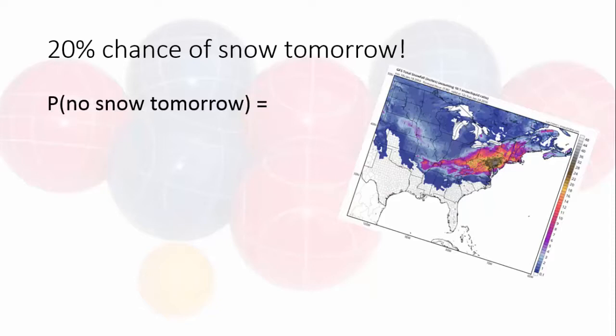Okay, how about percentages? Like in a weather report, if we know that we have a 20% chance of snow tomorrow, what's the probability that there's no snow tomorrow? Well, that would just be 100% chances minus 20% chance. And that equals 80% chance of no snow tomorrow. And that gives you an idea for general strategies for these probabilities that things are not going to happen.